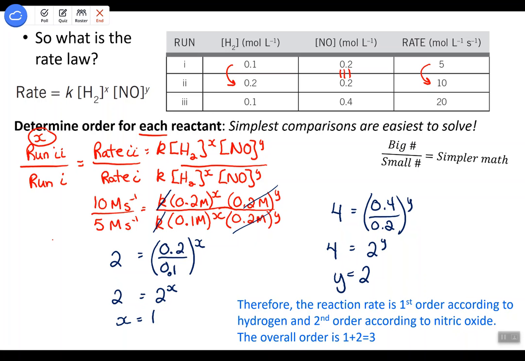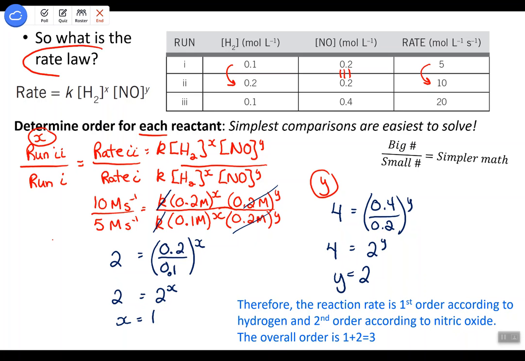And if we did the same thing to solve for what y would be, the exponent for nitric oxide, we can solve rate law 3 over rate law 1, and we can solve for that exponent. So the rate law is first order according to hydrogen and second order according to nitric oxide. And overall, we can add up those exponents. Overall, the rate order would be 3.